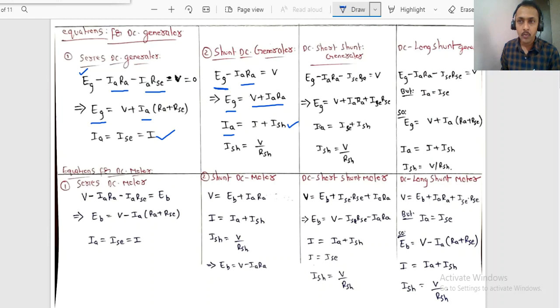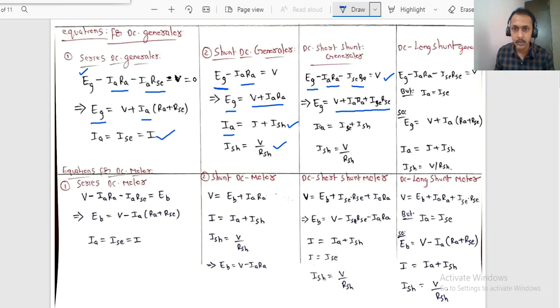ISH equal to the voltage across the shunt field winding, V divided by RSH, right? Now, in a DC short shunt generator, out of the generated voltage EG, minus the drop across the armature, minus the drop across the series field winding, is equal to the voltage across the terminal. Therefore, EG equals V plus IA RA plus ISC RSC.